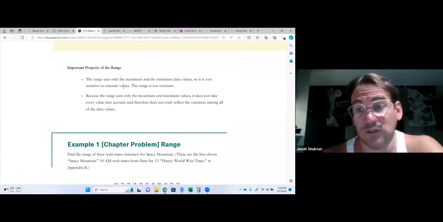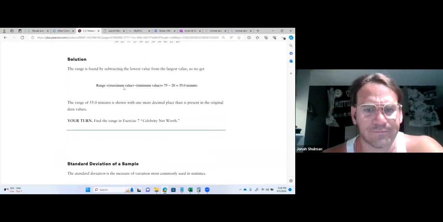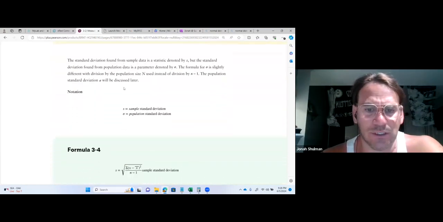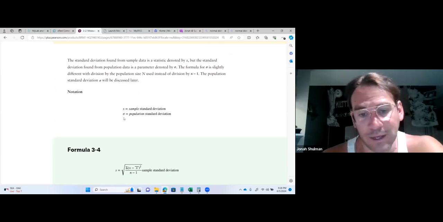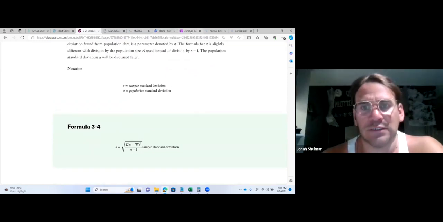It's sensitive to extremes. Yes, an outlier will throw this all off. All right, and here's standard deviation. They're using S for the sample, and that's the symbol they want to use. Cool, so I'm changing the symbol.